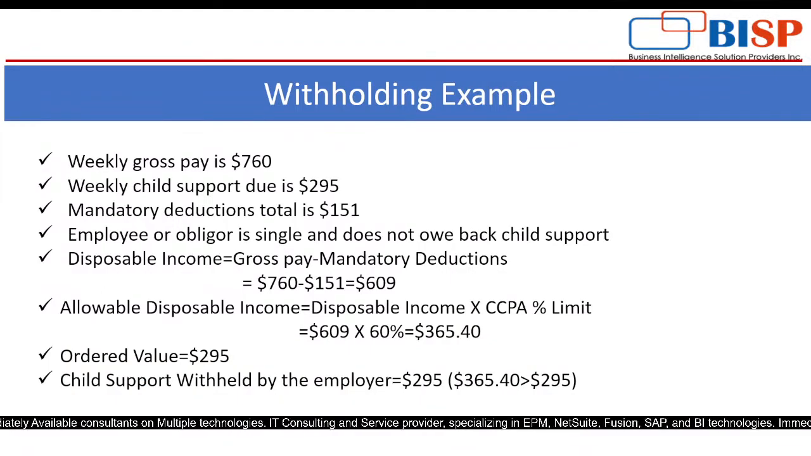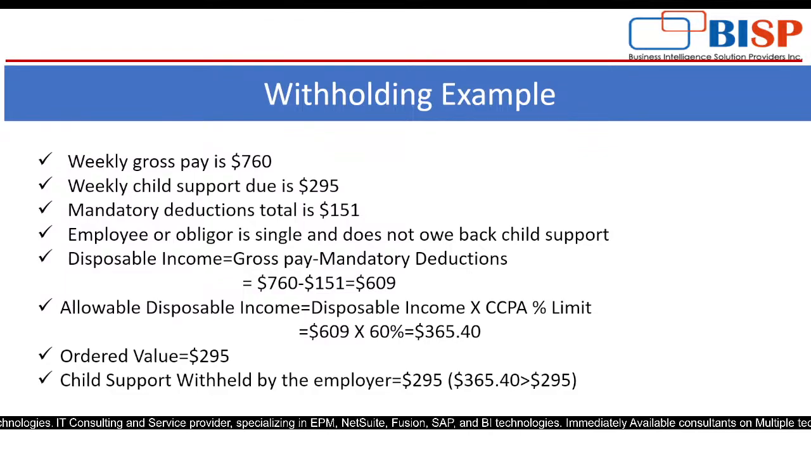Now we will understand the withholding of child support with the help of an example. Here we see that the weekly gross pay is 760 and weekly child support due is 295. The mandatory deduction is $151. Here, the employee is single and does not owe back child support.